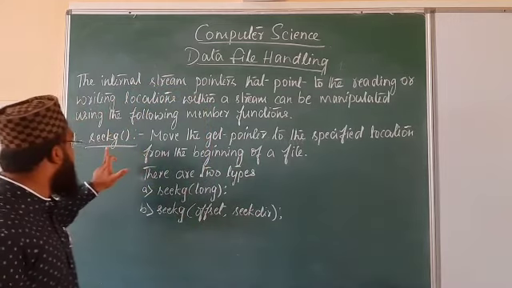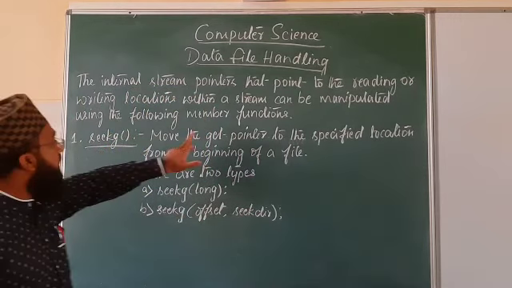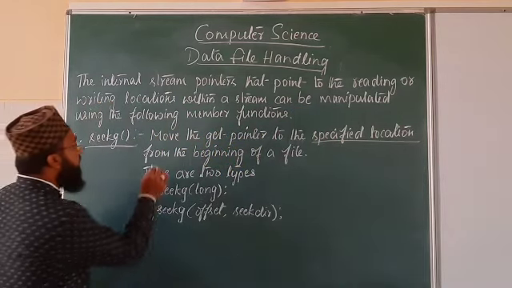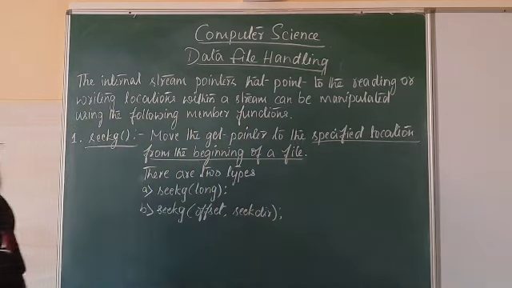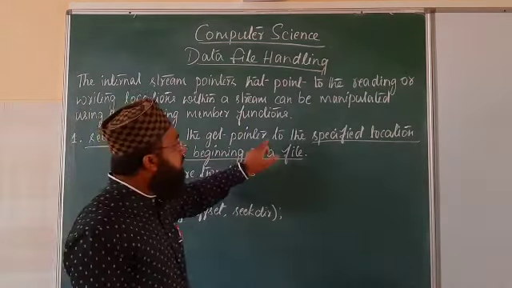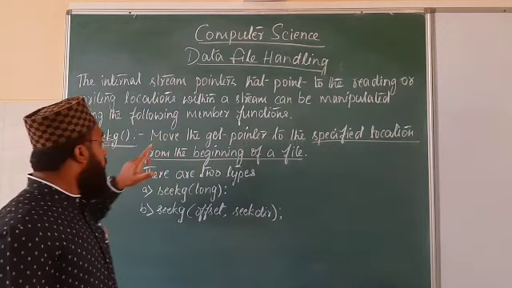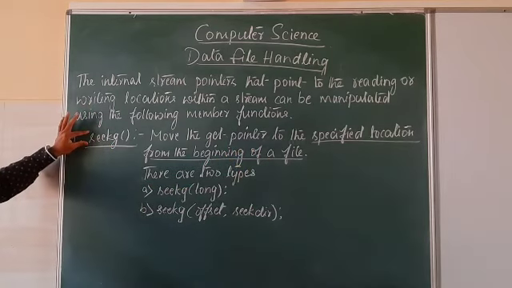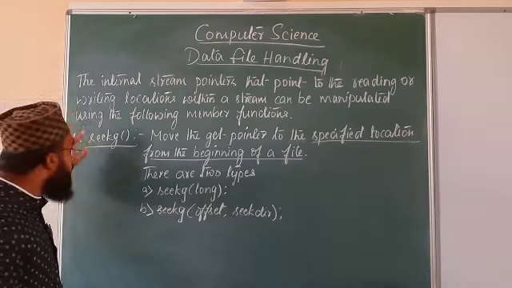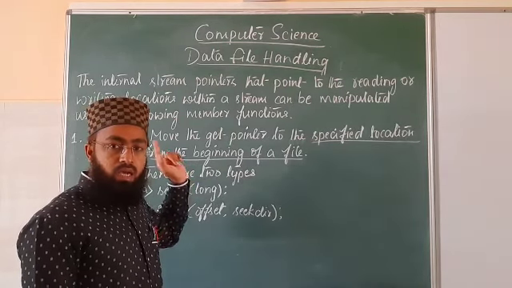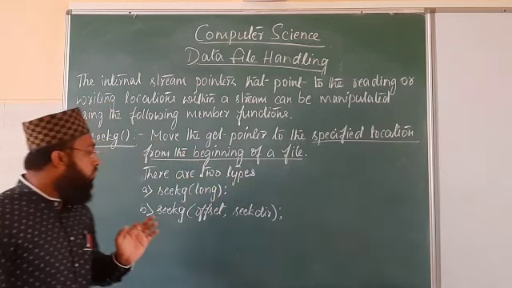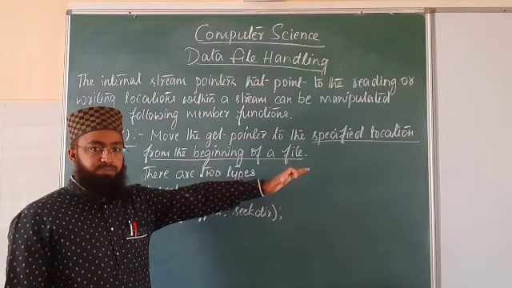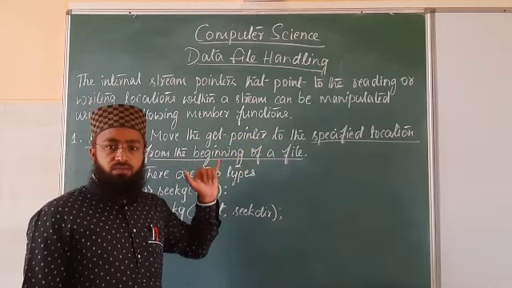The first one here is seekg. What will it do? It will move the get pointer to the specified location from the beginning of the file. Here you need to use small letters only. Don't use a capital S. As I have written, in the same way you have to write. It will move the get pointer to the specified location from the beginning of a file.